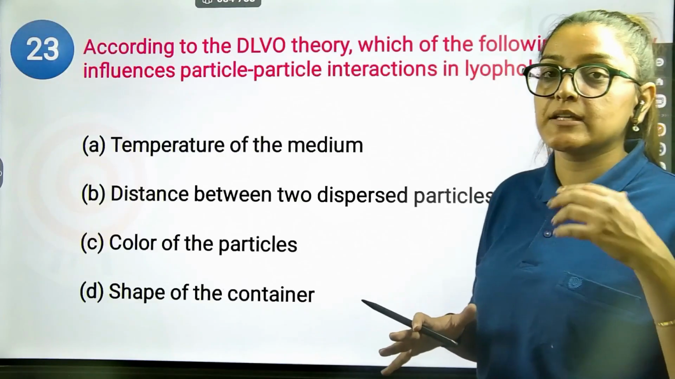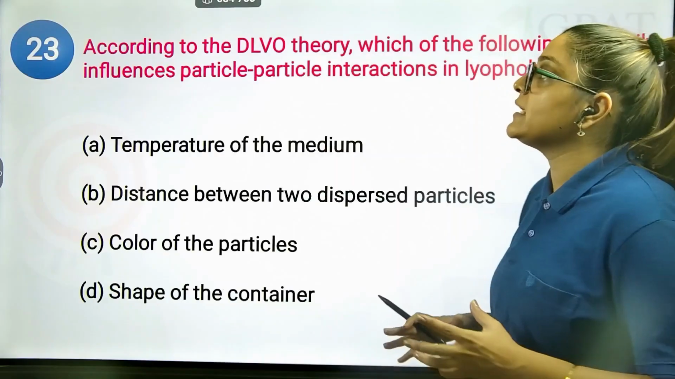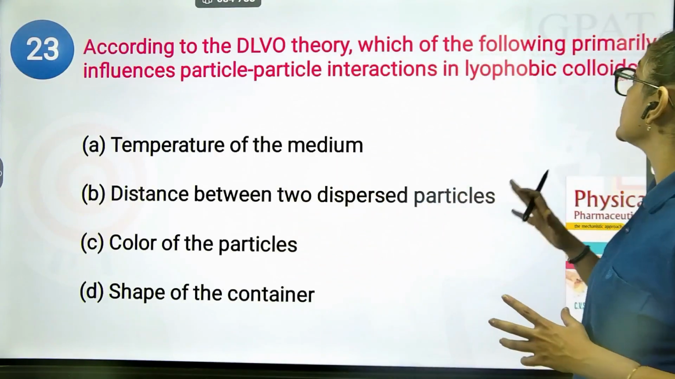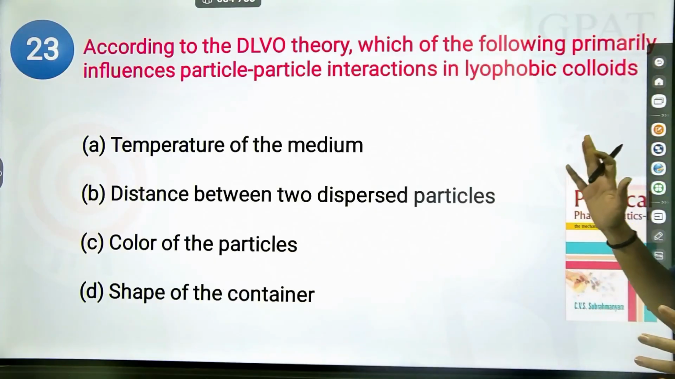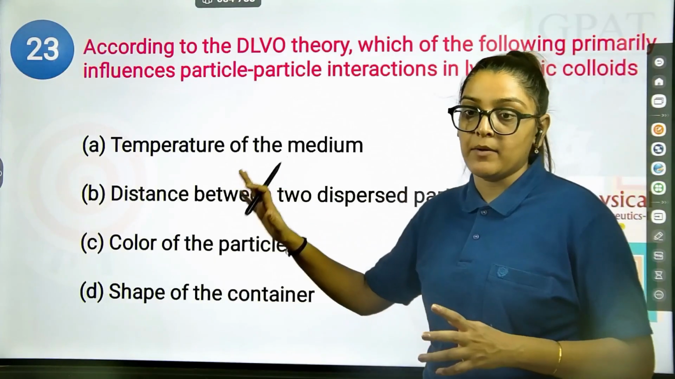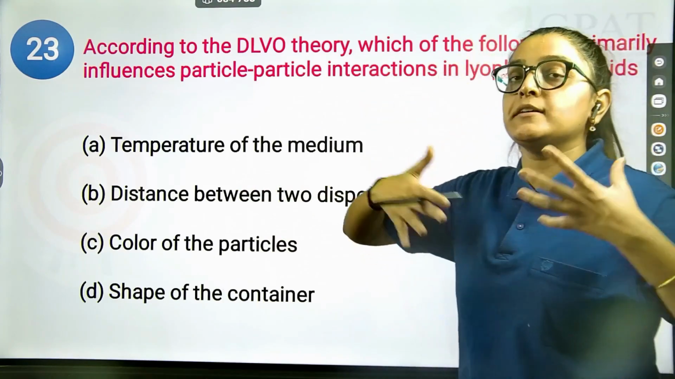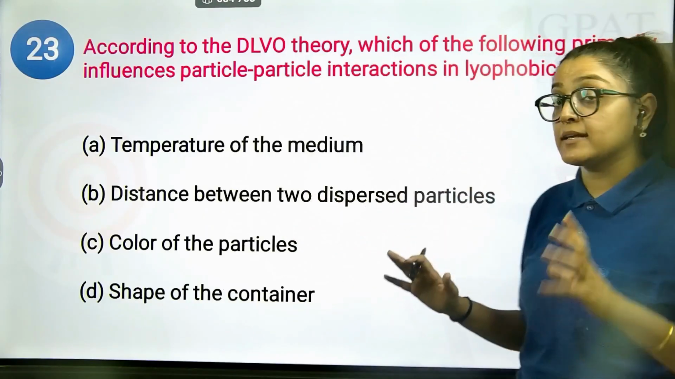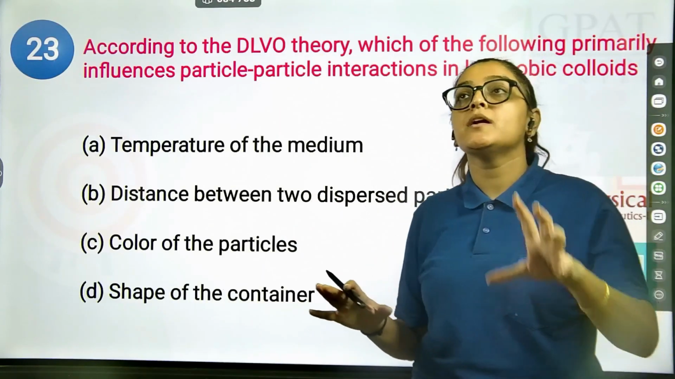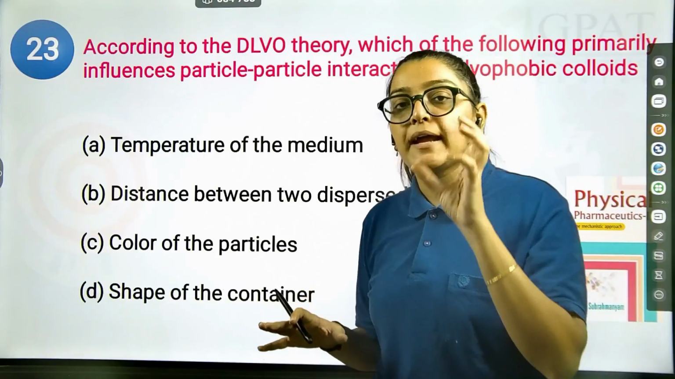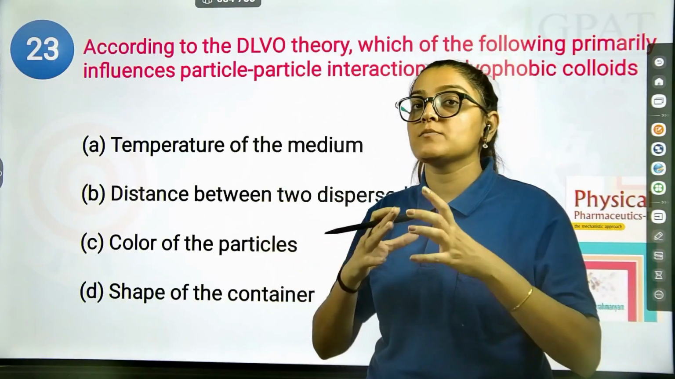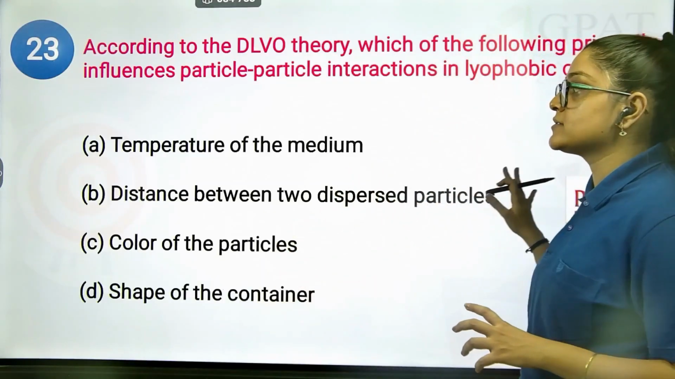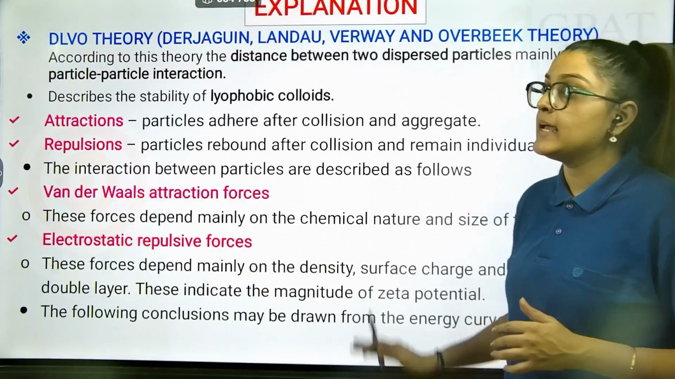Cloud point was the point where the cloudiness appears. Right. According to DLVO theory, which of the following is responsible for influencing the particle-particle interaction for the colloids, right? So here we have temperature of the medium. Because DLVO theory is based on the interparticular distance, here the temperature relevance is not counted. Distance between two dispersed particles, this is the basis of the DLVO theory. If you remember, the primary minimum, the secondary minimum, right? So here the repulsive and the attractive forces based on the interparticular distance are well counted. Okay, so we have distance between two dispersed particles as the correct answer.